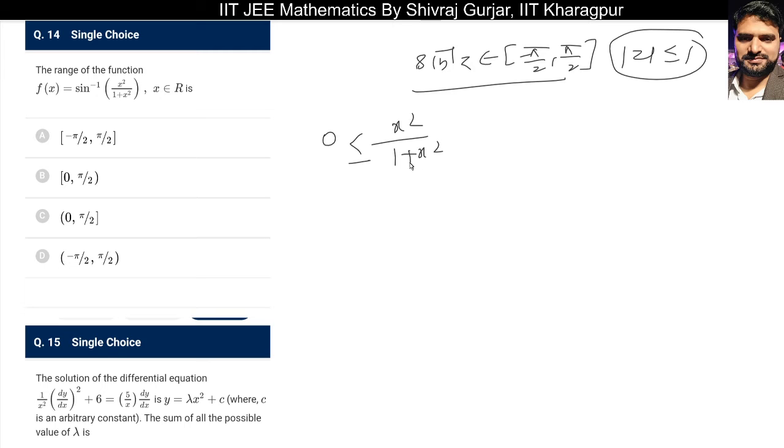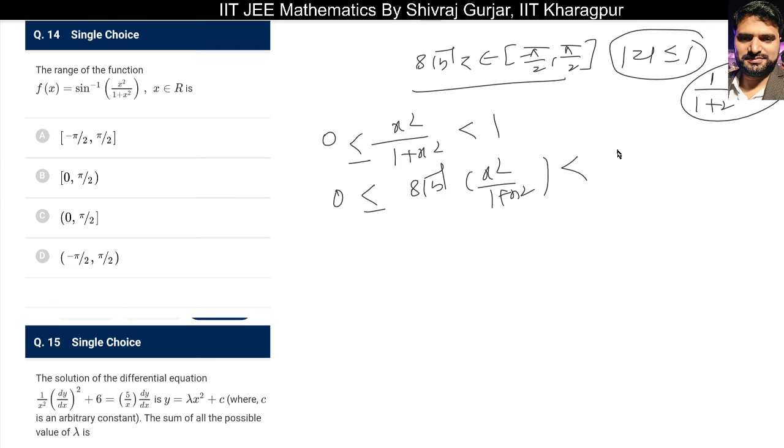Now x square is being divided by 1 plus x square. This is some positive term, so this will be less than 1. Simple. If 1 is being divided by 1 plus 2, that will always be less than 1. So this is our argument in this. So sin inverse x is an increasing function. So if we take sin inverse both sides, then sin inverse of x square over 1 plus x square is less than sin inverse 1, that is pi by 2. So our answer is 0 included and pi by 2 excluded. So B is the answer.